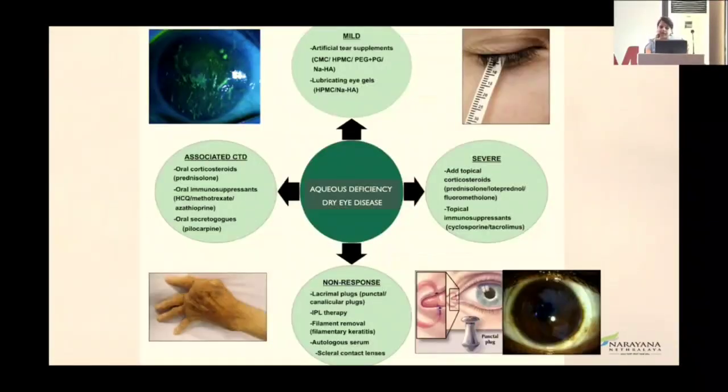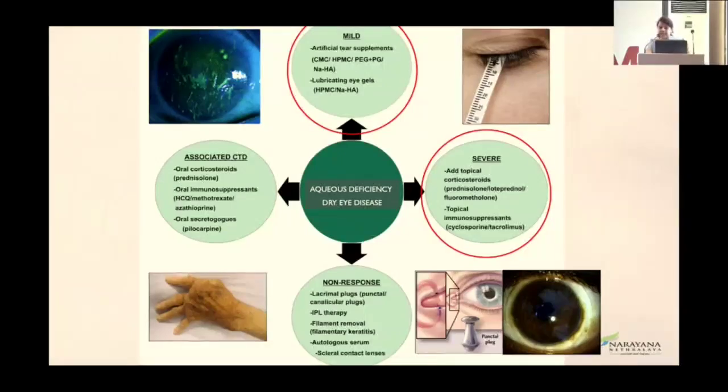To conclude, in any case of aqueous deficiency dry eye disease, first always start with tear supplements, and to that you can add your gels and ointments that stay in the eye for a longer time. In severe cases, which most cases are, add your topical corticosteroids. I might start with prednisolone acetate and then reduce to loteprednol and then finally stop. Do add cyclosporin and tacrolimus. In non-responsive cases, you can use your lacrimal plugs, more importantly punctal cautery or IPL therapy.